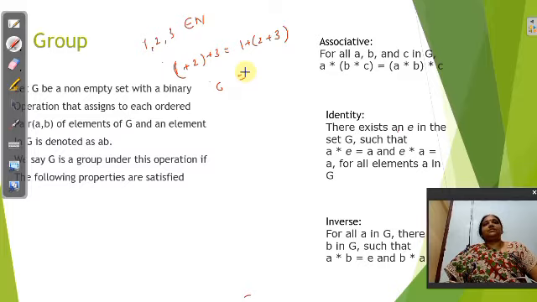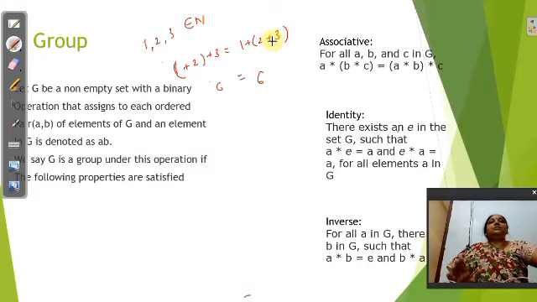6 is equal to, here also 1 plus (2 plus 3) means 1 plus 5, 5 plus 1 means 6. So 6 is equal to 6. On both sides the sum of the elements are equal. So this indicates it's satisfying the associative property. That's what I am saying.